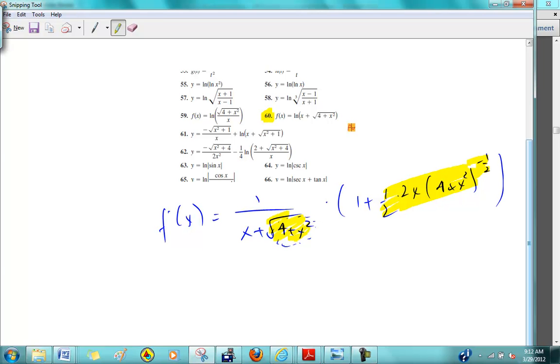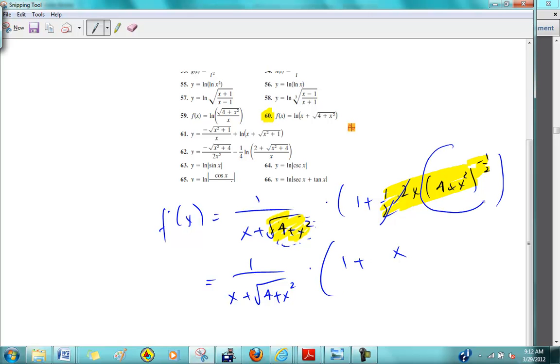Well, this is not the end of it. Now, we've done the calculus, and now from here on out, it's algebra. Okay, so I'm going to cancel this 2 and this 2. So then this becomes 1 over x plus square root of 4 plus x squared times 1 plus x. And I'm going to bring this guy down, because it's got a negative exponent, and I'm going to write it with a radical now.